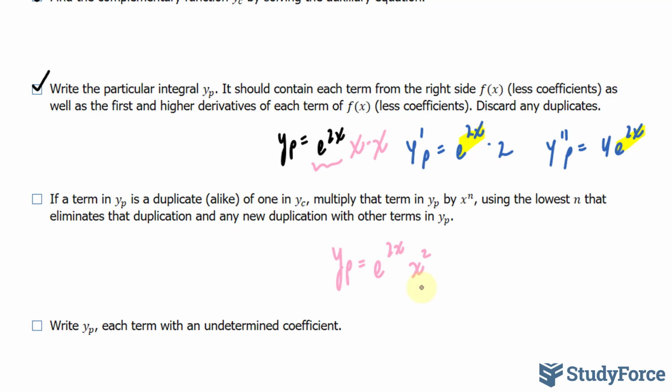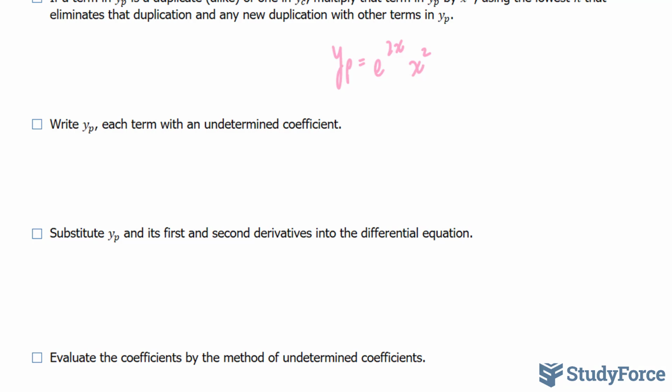Here, x to the power of 2 e to the power of 2x does not duplicate any terms in y sub c, nor does it duplicate any terms in y sub p. So we can proceed on to the next step. In step number 4, we're asked to write y sub p.